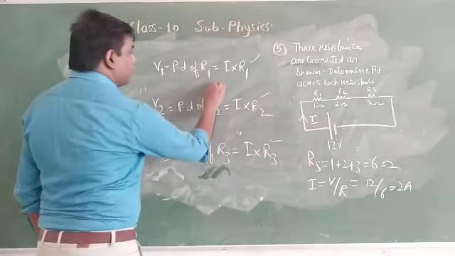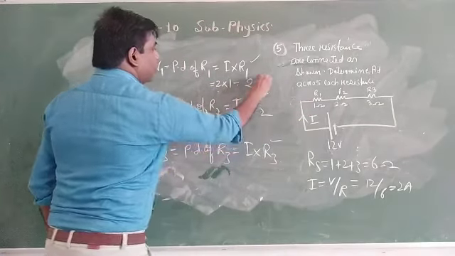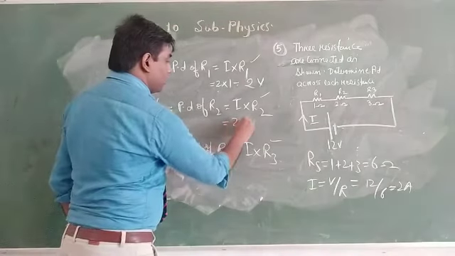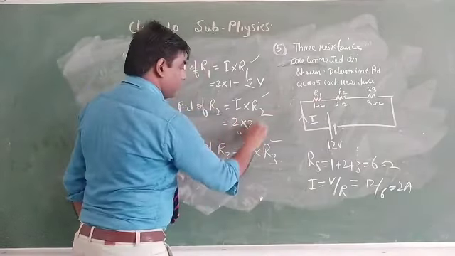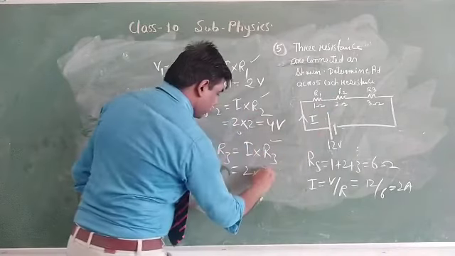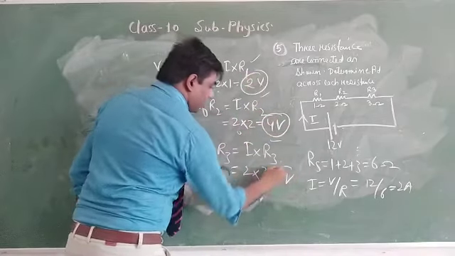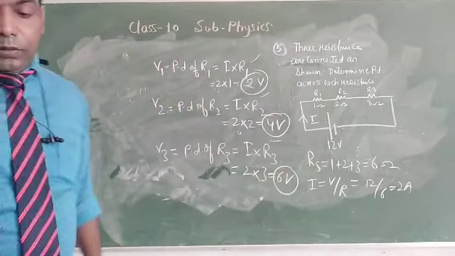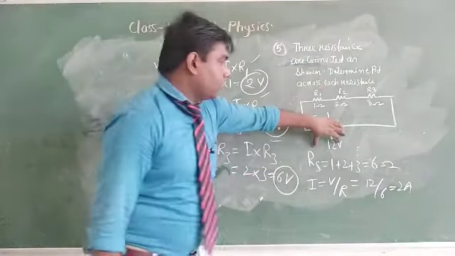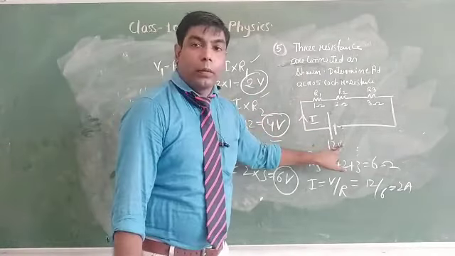Now, V1 is I into R1, that is 2 into 1, two volt. So potential across R1 is 2 volt. Here, see, that is potential across R1 is 2 volt, across R2 it is 4 volt, and across R3 it is 6 volt. See, this potential is divided into 3. So 2 plus 4 plus 6 equal to again 12. Right?